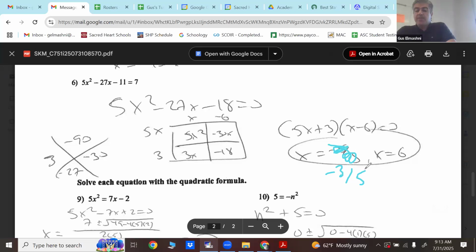But yeah, if you factor it, do the diamond. I strongly recommend that because it's kind of a crazy factoring problem. AC is -90, B is -27. Two numbers that multiply -90 add to -27 are 3 and -30. You have 5x squared -18, you got 3x -30x, factor things out, work it out, you should get that. -3/5 and 6.